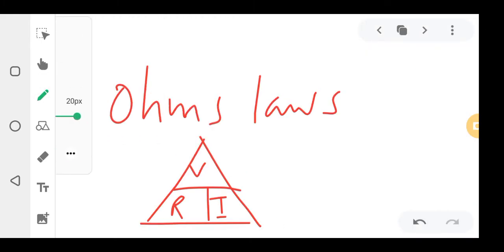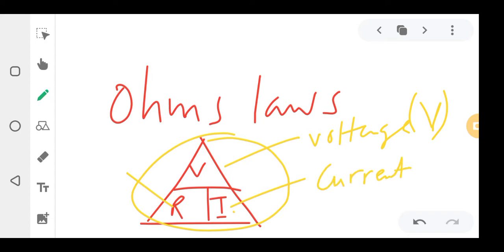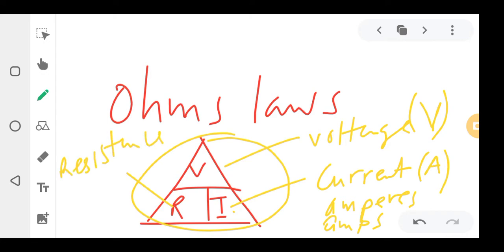This formula, the one I've written here, you already know that V means voltage, I means current, R means resistance. V means voltage, which is measured in volts. I means current, which is measured in amps, abbreviated A. Amps or amperes, A-M-P-S. And then R means resistance, which is measured in ohms. This symbol is Greek, which means ohms.